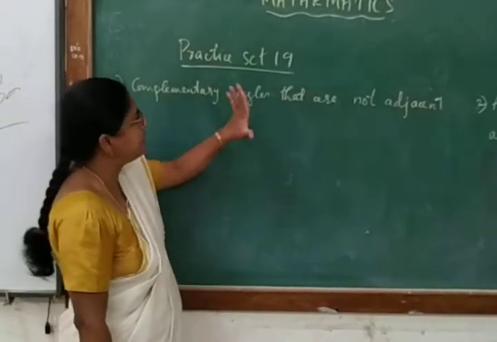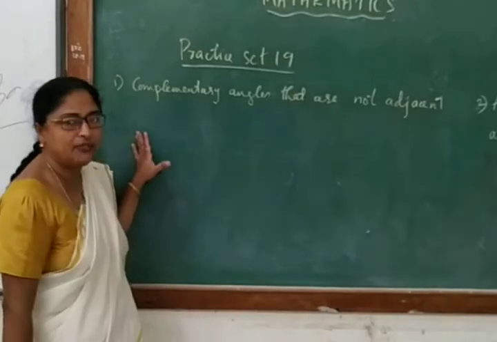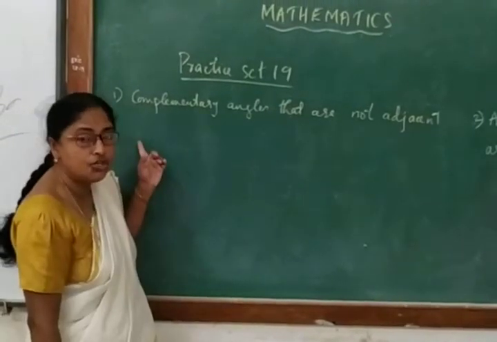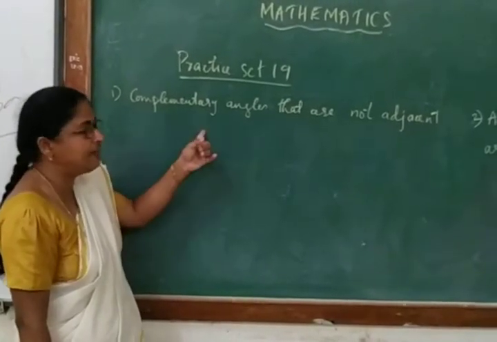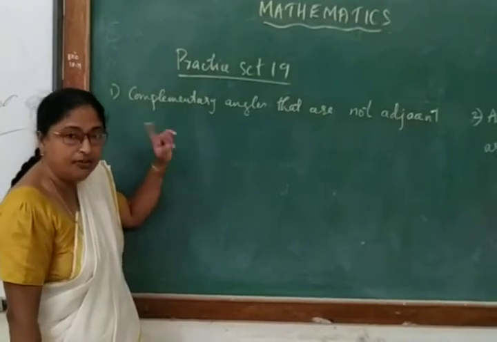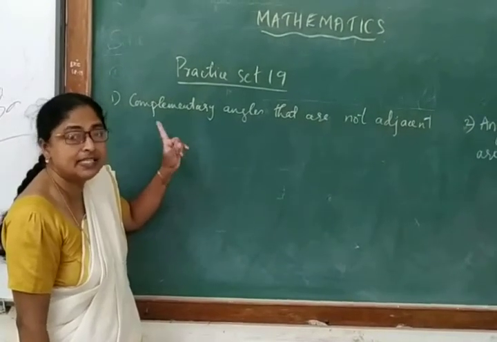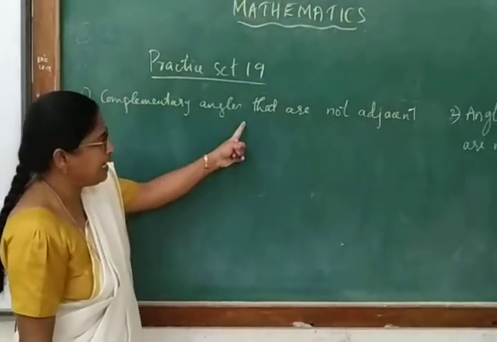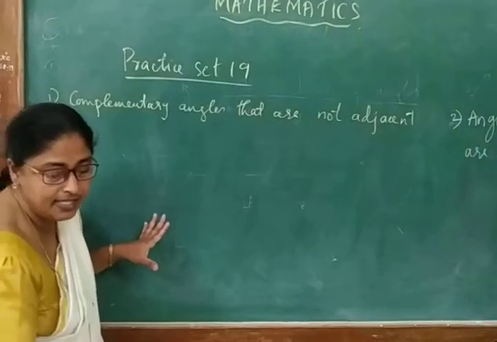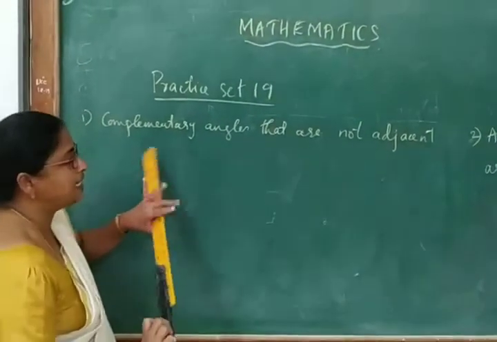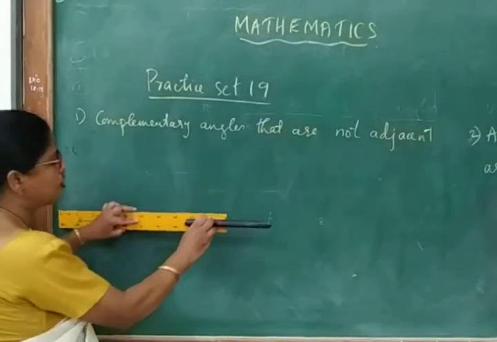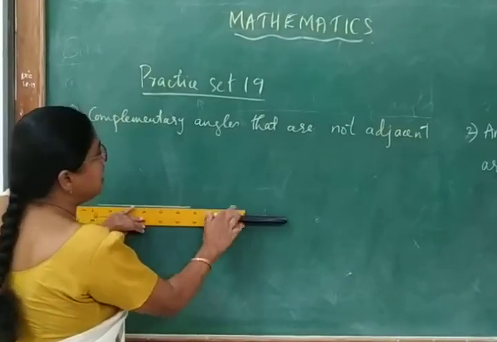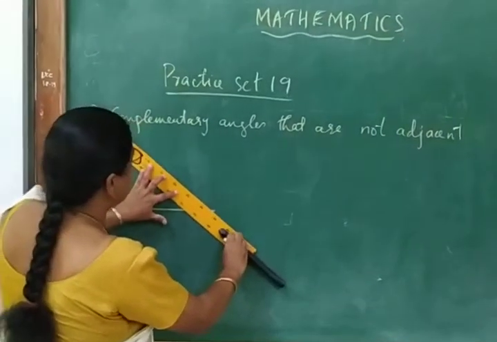Let us solve practice set 19 with the knowledge what you have got now. The first question is, you are asked to draw a figure with the given condition if possible. If not, let us say what is the reason. So your first question is, complementary angles that are not adjacent. So complementary angles means sum of the measures of those two angles should be 90 degree. But here it is given they should not be adjacent also.